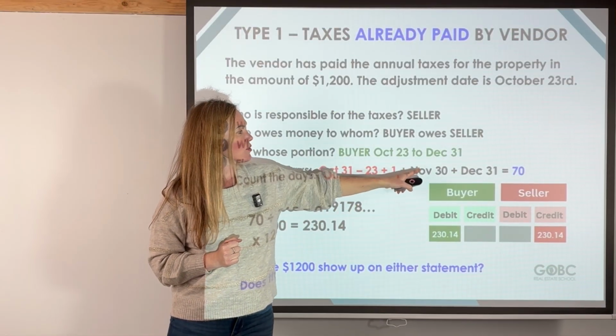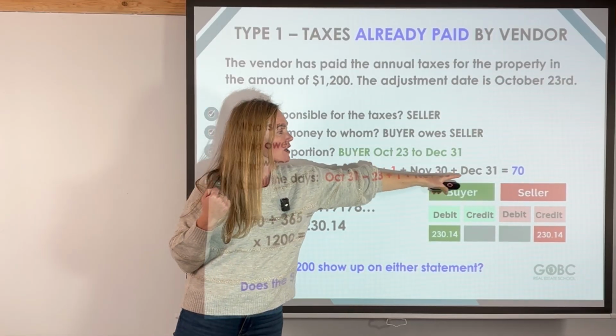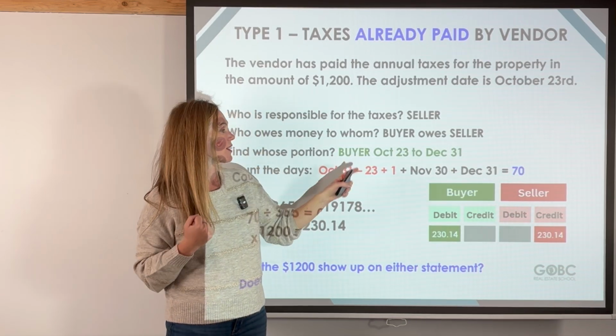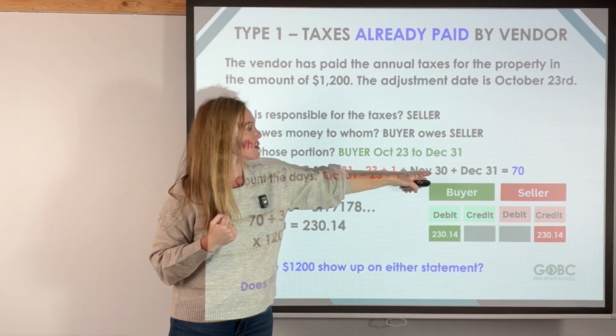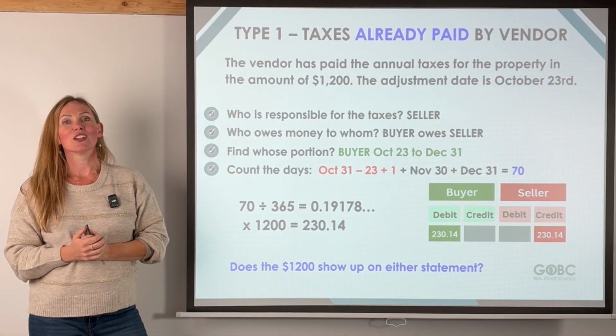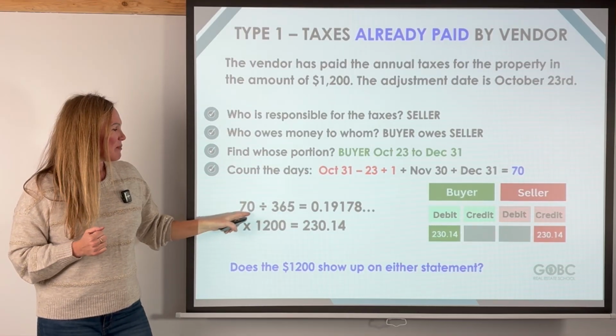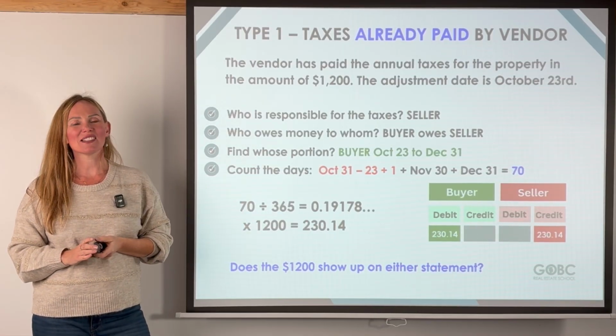Then I also have to do November. So if it's October, November is 30. December is 31, on the top, right? So I do those days plus 30 plus 31. It should come up to 70. Don't be lazy, pull up your calculators. Let's do the math. So the buyer is responsible for 70 days out of the whole year.